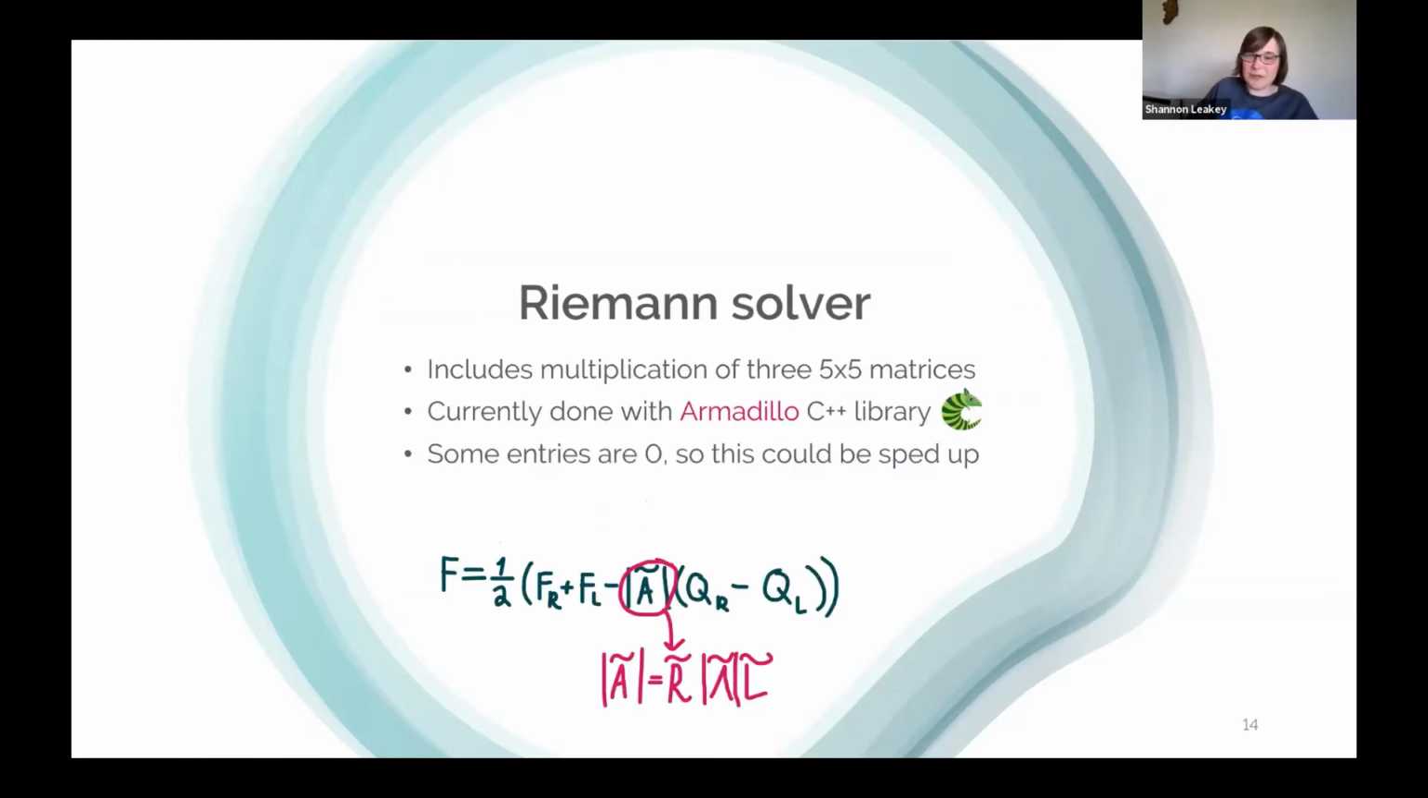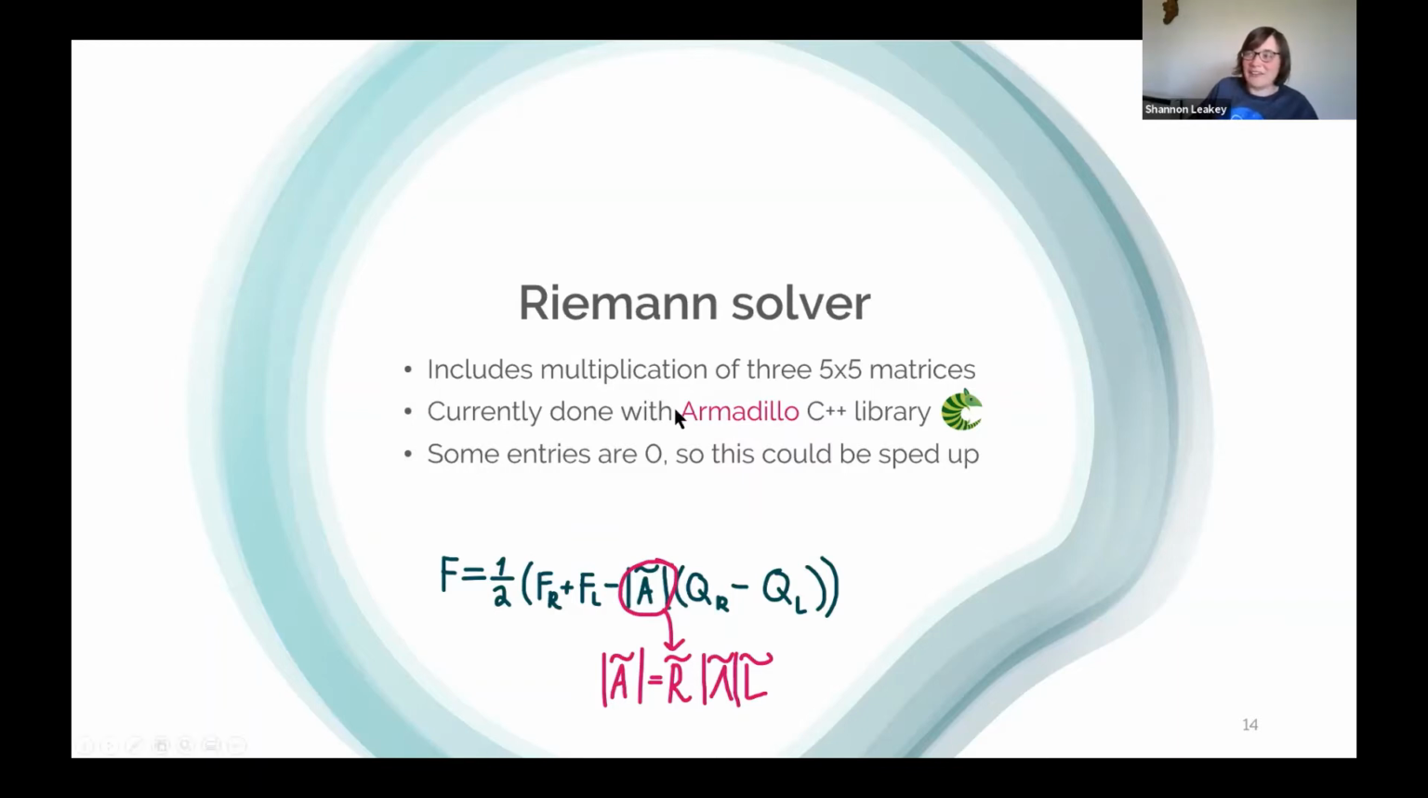And to solve the Riemann problem, we use a Riemann solver. I know I said at the start the Roe Riemann solver was the worst one, but it's the only one I've done in OpenFOAM so far. I just haven't got to the other ones yet. And it involves multiplication of 3 5x5 matrices, which I'm currently doing with the Armadillo C++ library. Maybe there's a better way.